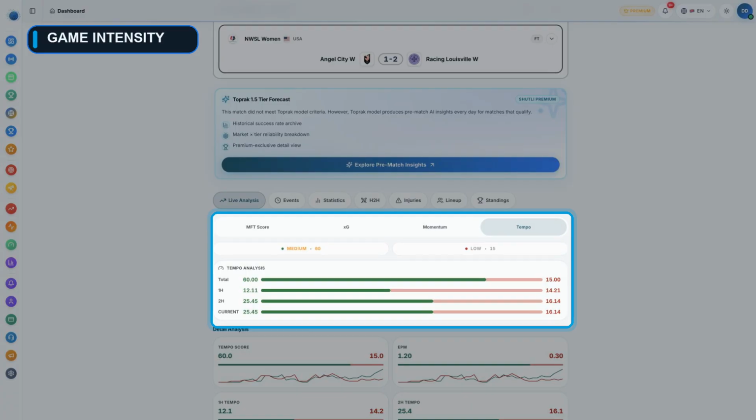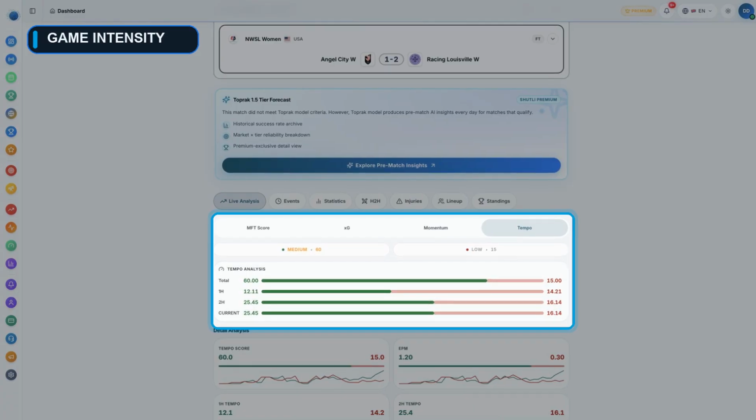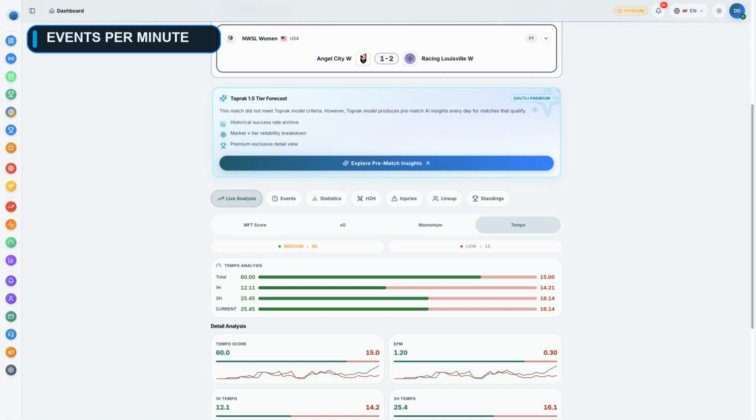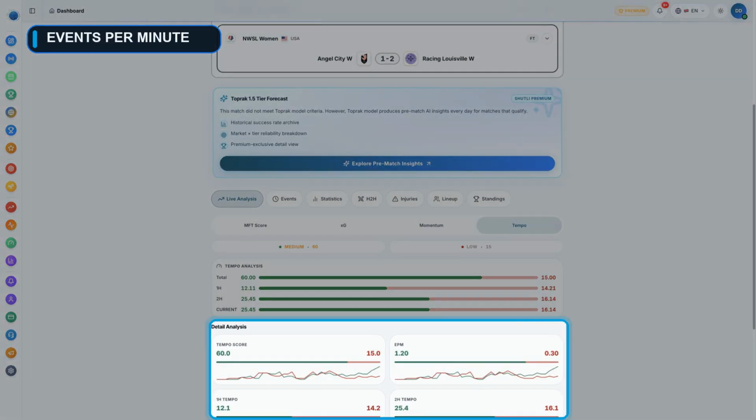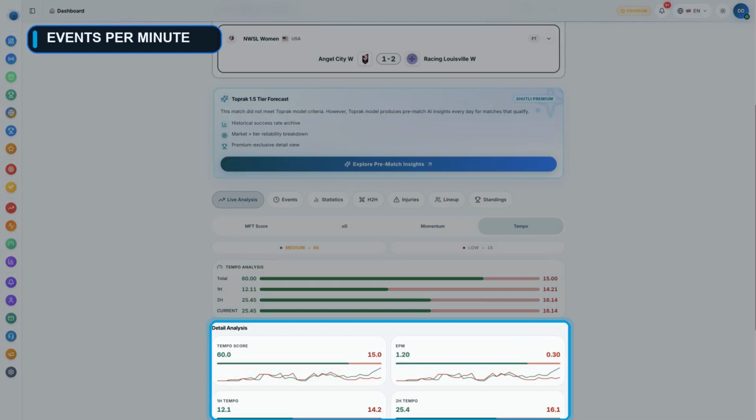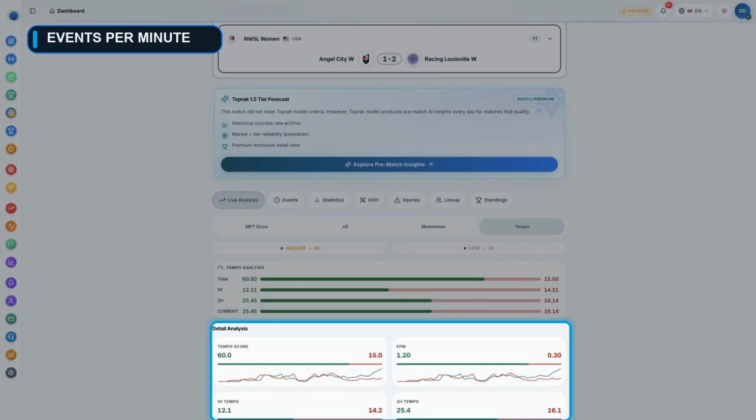Tempo and XG are not the same. Tempo describes how often movement or events occur. XG describes the quality of shot opportunities. A fast, active phase can still produce low chance quality. A calmer team may create fewer but more effective opportunities.